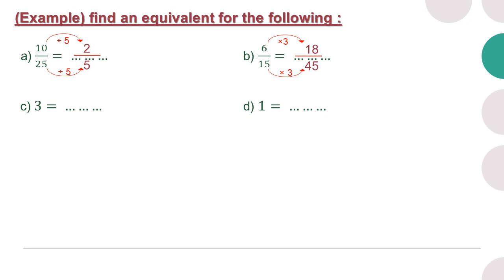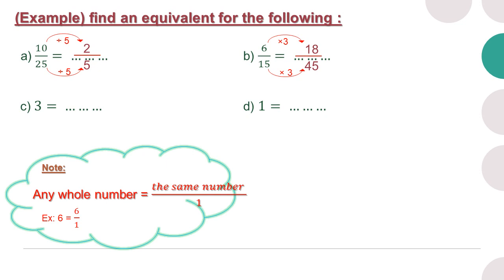And now letter C, 3. 3 is a whole number. Can we convert a whole number into a fraction? Yes, but we have to know this: a whole number equals the same number over 1. Like 6 means 6 over 1, and 3 means 3 over 1. Now let's find an equivalent fraction. Here we will multiply by 7 both the numerator and denominator. So 3 times 7 is 21, and 1 times 7 is 7. So 3 over 1 equals 21 over 7.